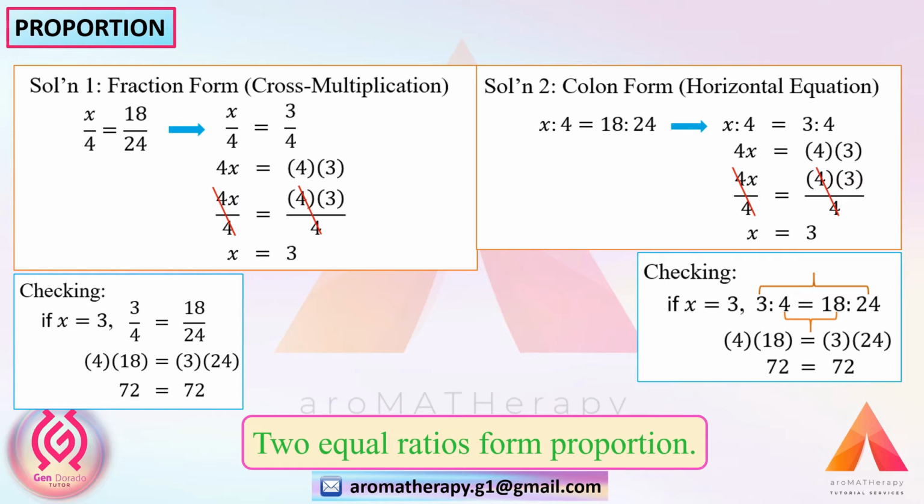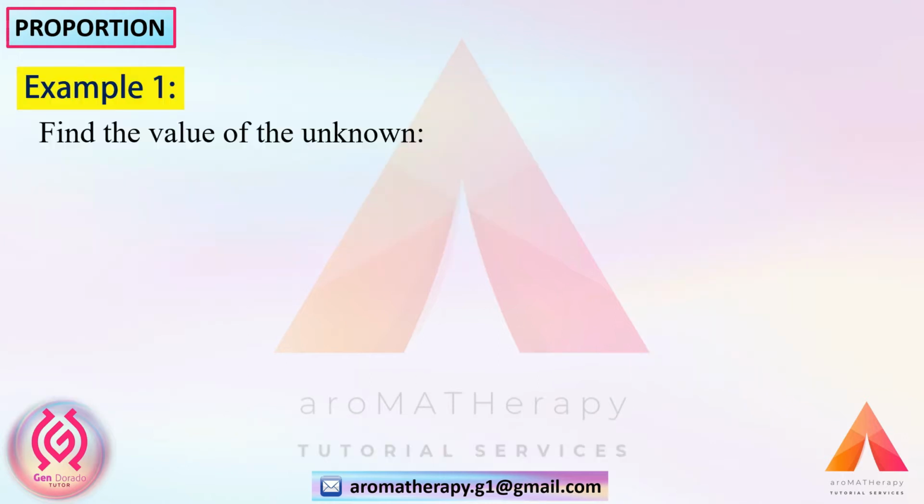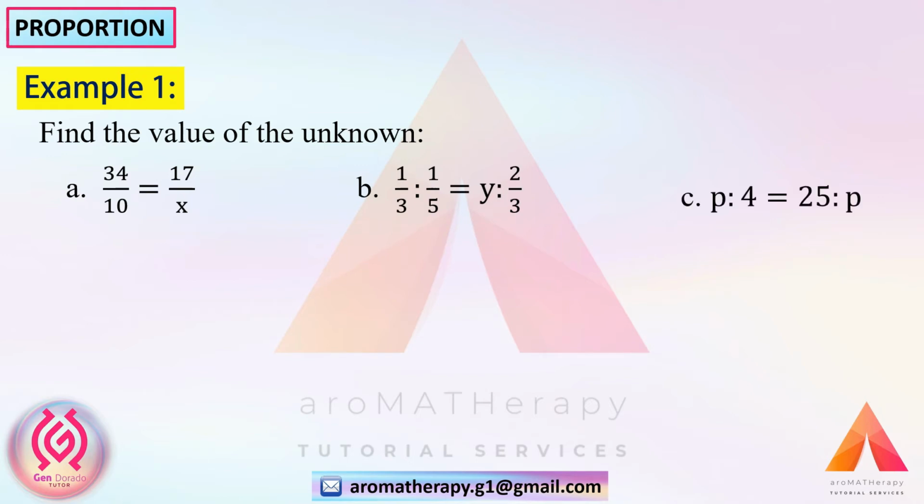Okay, since you already know the basic concept of proportion, let's try to solve more examples. Example number 1. Find the value of the unknown. A. 34 over 10 is equal to 17 over x. B. 1/3 is to 1/5 is equal to y is to 2/3. C. 3 is to 4 is equal to 25 is to p.